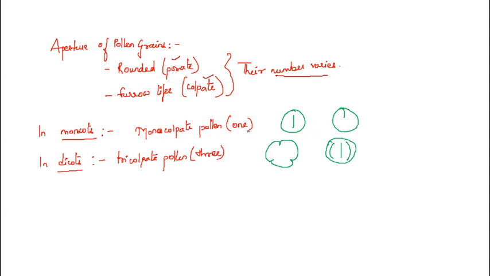Now in dicots, there are tricolpate pollen. A very important question once came on this. In dicots, there are tricolpate pollens. You can see.